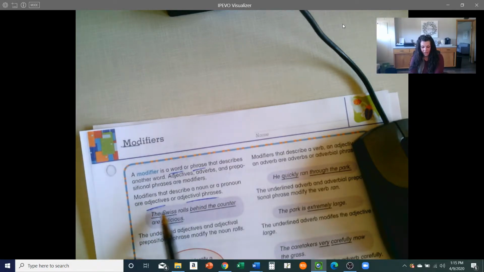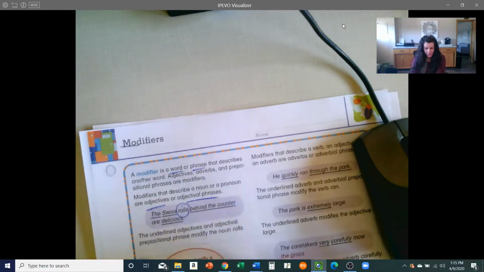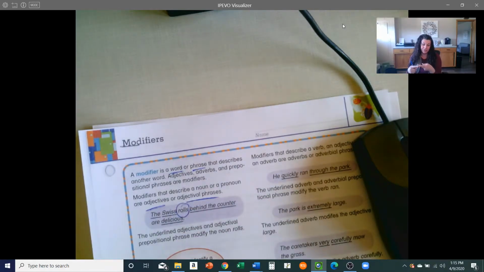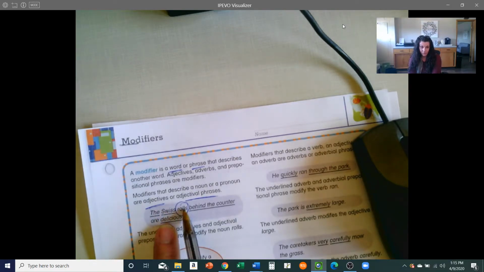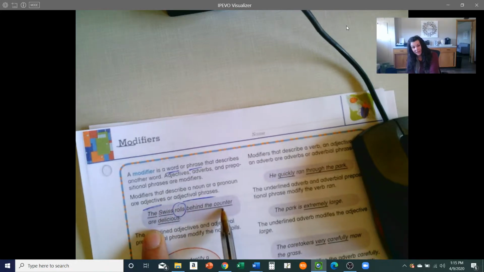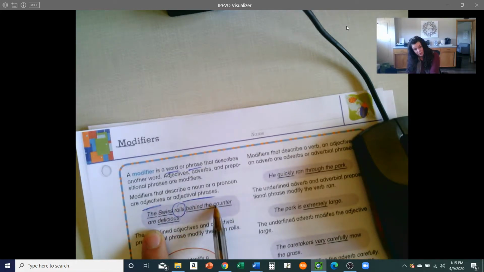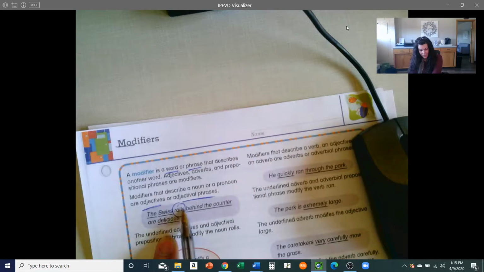So the Swiss rolls behind the counter are delicious. Every single thing underlined here describes the rolls. They're all adjectives or adjectival phrases. The, talking about the rolls, Swiss rolls. The rolls are behind the counter. That tells which rolls. And delicious describes how the rolls taste. So these are all adjectives.